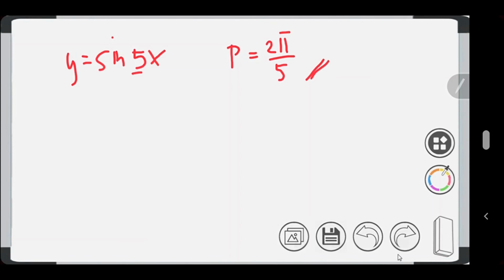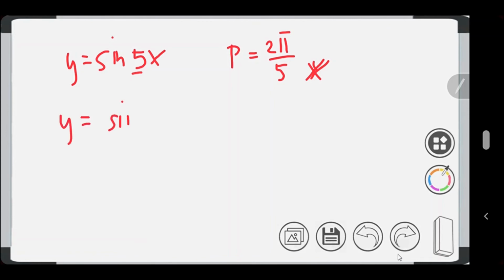Now, let's do more examples to fully understand period. Consider the function y is equal to sine 5x. What is its period? Since the period is 2 pi over the number before x, and the number before x is 5, then our period is 2 pi over 5.